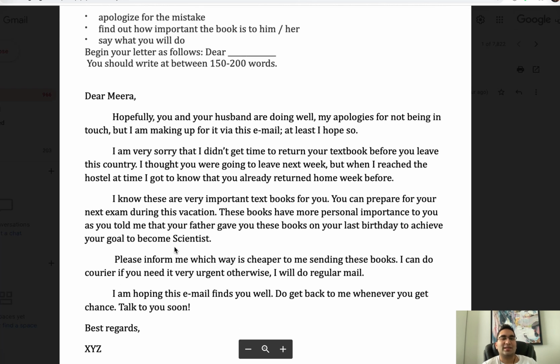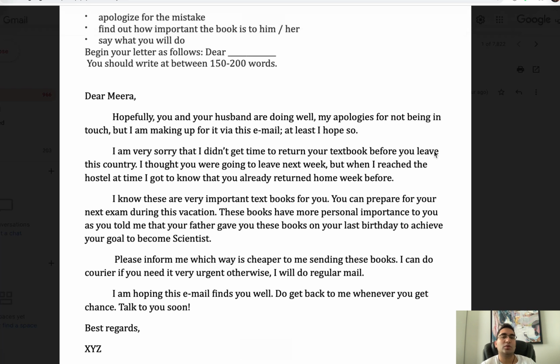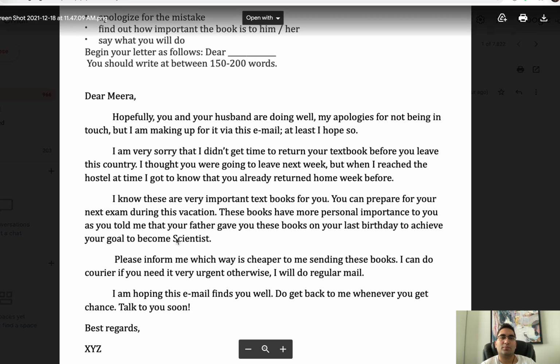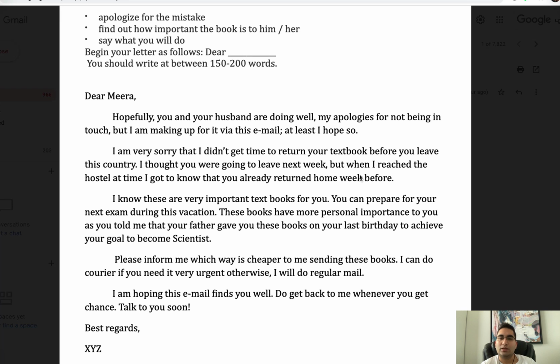But now you can expect that it's going to fall apart, and that's what's happening here. So he says, "I'm very sorry that I didn't get time to return your textbook before you leave this country." Grammar mistake: before you left this country. Okay, that is answering the question. He is apologizing for the mistake indeed. "I thought you were going to leave next week, but when I reached the hostel at that time, I got to know that you already returned home."